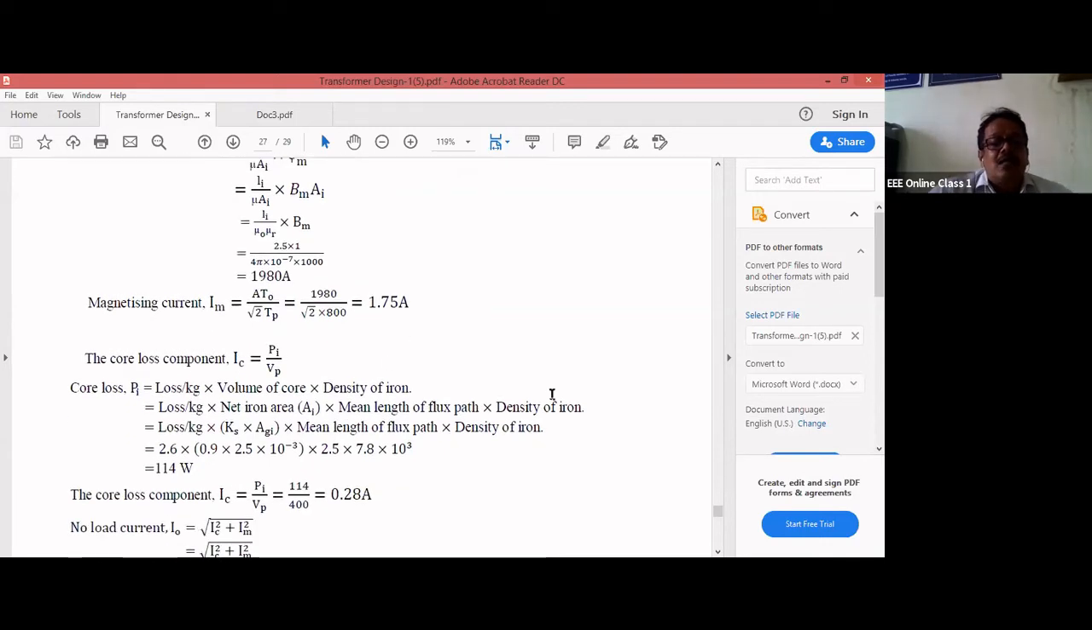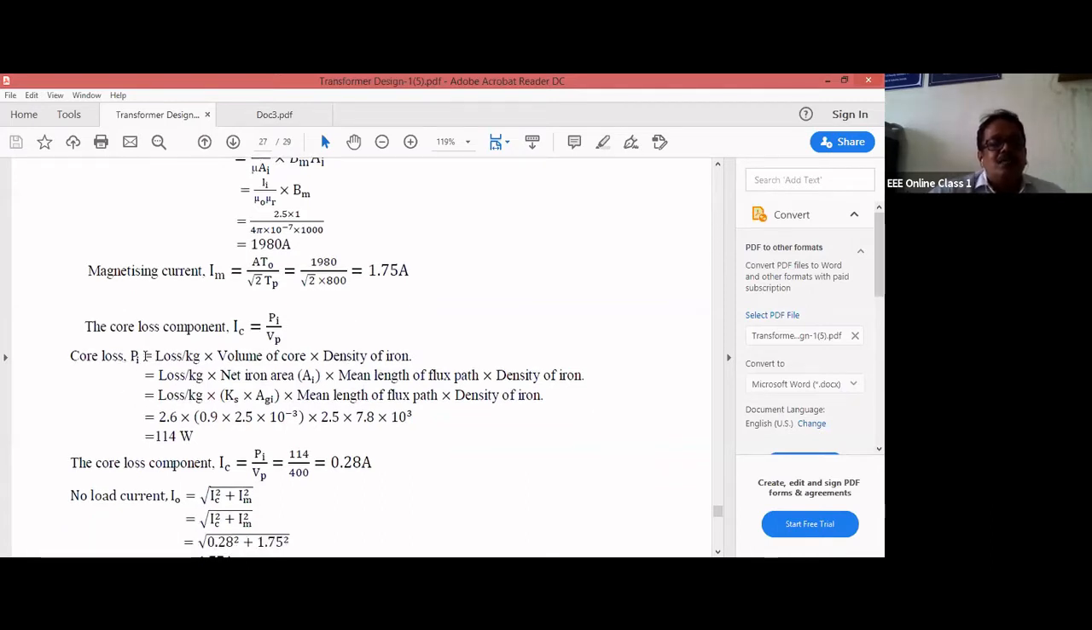Then how do you calculate the loss component? Loss component is the core loss component. IC is nothing but what? PI, iron loss, core loss divided by the primary voltage. So core loss PI is equal to what? Loss per kg into volume of the core into density of the core, as I explained earlier. Loss per kg into volume of the core can be written as net iron area AI into mean length of flux path into density of the iron. The loss per kg into the net iron area AI can be written as Ks into AGI into mean length of flux path into density of iron.